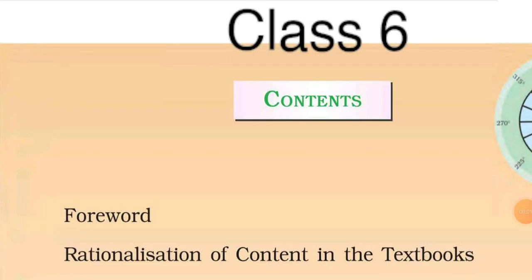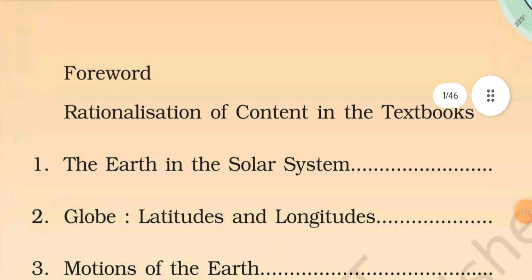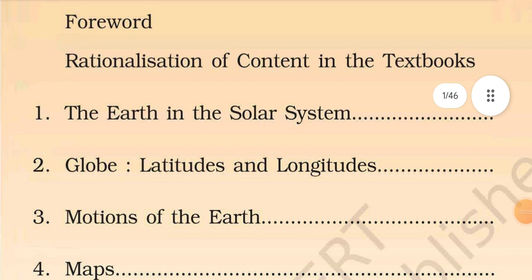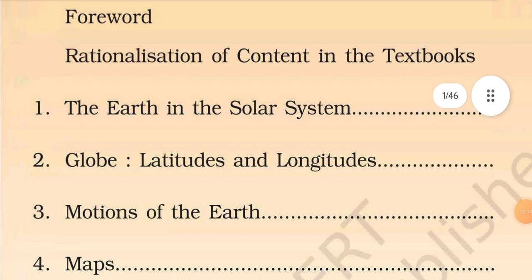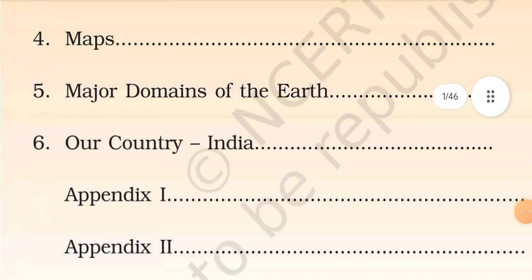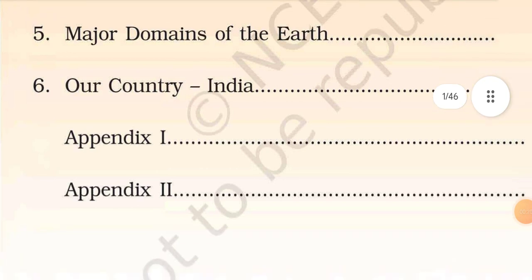SST Class 6 Contents. Foreword. Rationalization of content in the textbooks. 1. The Earth in the solar system. 2. Globe, latitudes and longitudes. 3. Motion of the Earth. 4. Maps. 5. Major domains of the Earth. 6. Our country India. Appendix 1, Appendix 2.